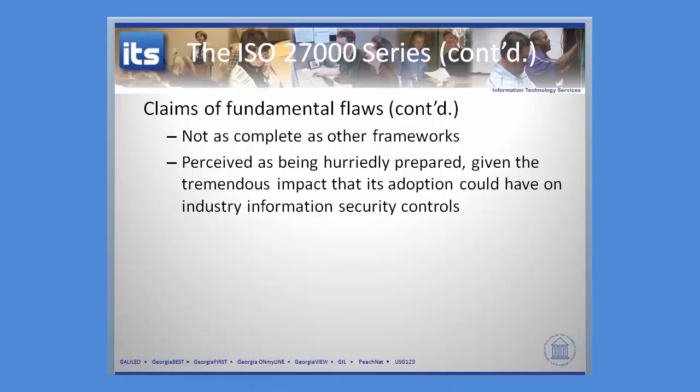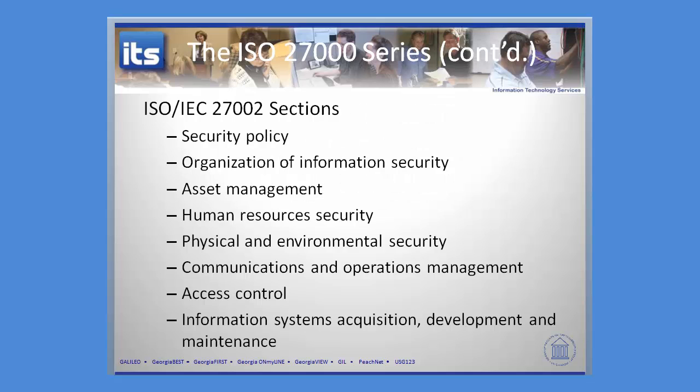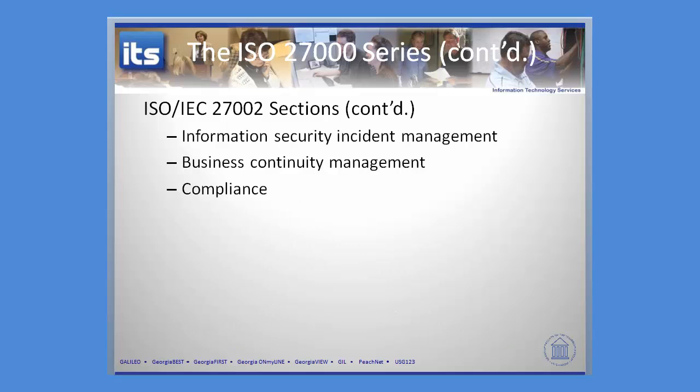Well, let's look at the sections, and then we'll look at the methodology associated with that, and then some of the controls, okay? So here's a list of some of the sections that are associated with the ISO 27000. You have security policy, organization for information security, asset management, human resource security, physical and environmental security, communications and operations management, access control, and then the acquisition, development, and maintenance of information systems. You've also got information security incident management, business continuity management, and compliance.